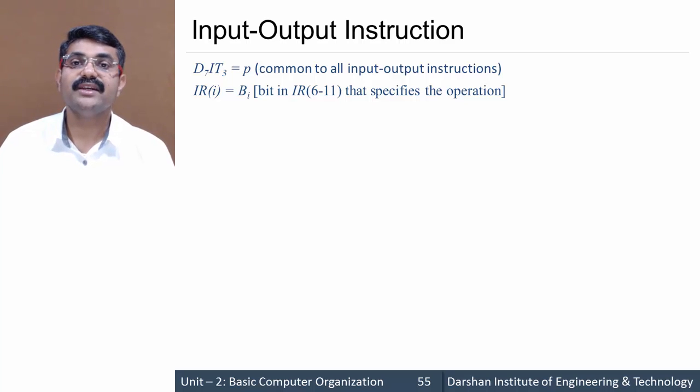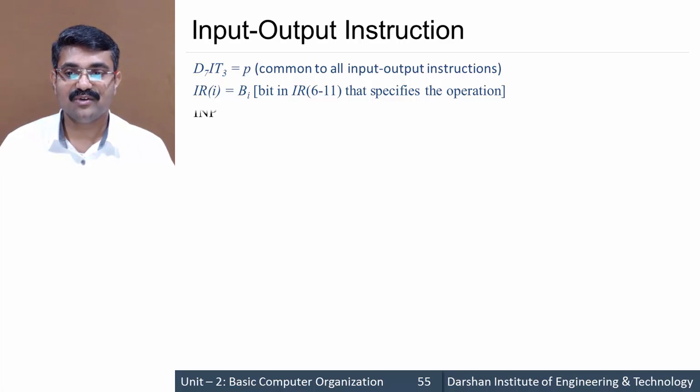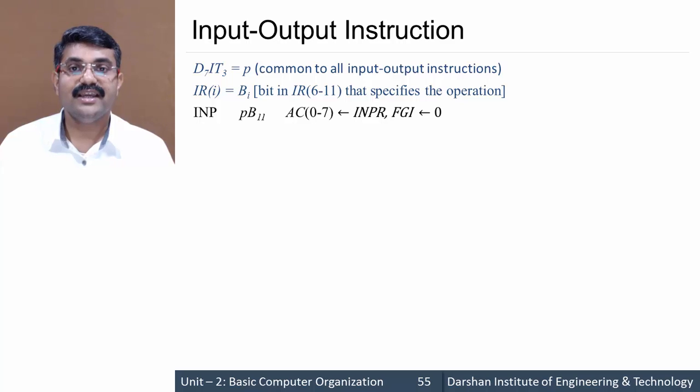We have 6 input output instructions, which we already discussed in brief in the types of instruction. The first instruction is INP, meaning input a character to AC, which occurs at time PB11. The content of the INPR register is transferred to the accumulator bits 0 to 7. Why 0 to 7? Because the INPR register is of 8 bits only, and these 8 bits are shifted to the accumulator, which is of 16 bits. So the lower 8 bits of the accumulator will store the content of INPR. Along with that, as per the block diagram we discussed earlier, FGI is set to 0 to receive other inputs. So this is the input instruction: input a character to the accumulator through the INPR register.